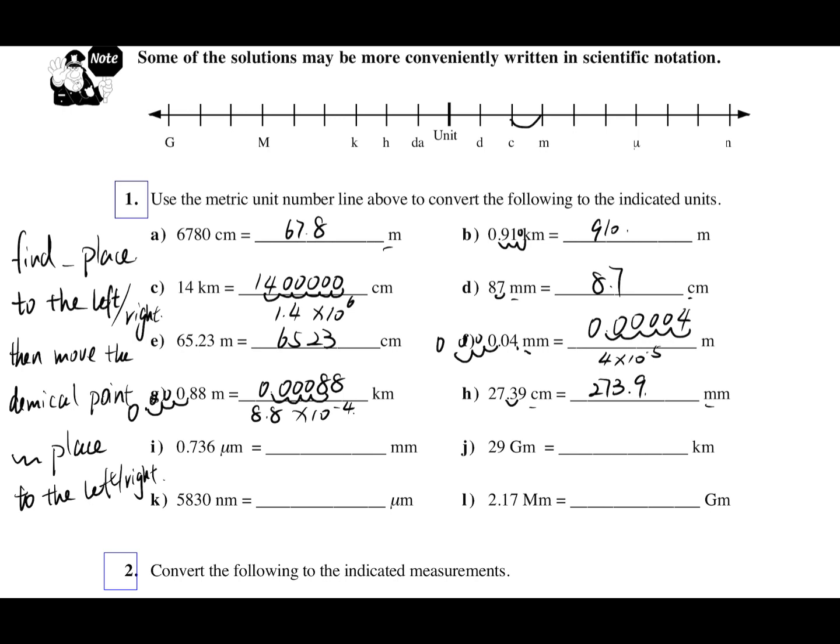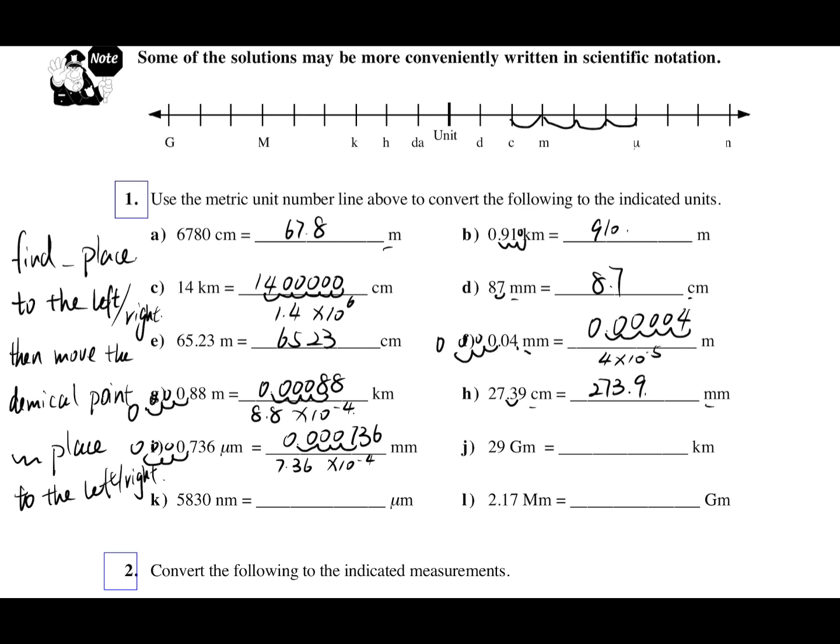And for i, micro to millimeters, so it's 1, 2, 3 to the left, 0.00076736, and then it's 1, 2, 3, 4, so 7.36 times 10 raised to the power of negative 4.